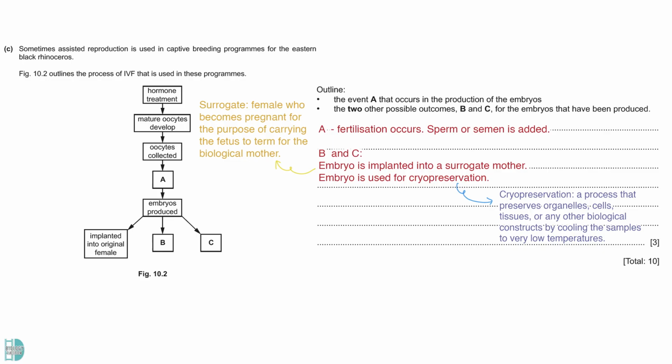Cryopreservation can also be done for future implantation. It is a process that preserves organelles, cells, tissues, or any other biological constructs by cooling the samples to very low temperatures.